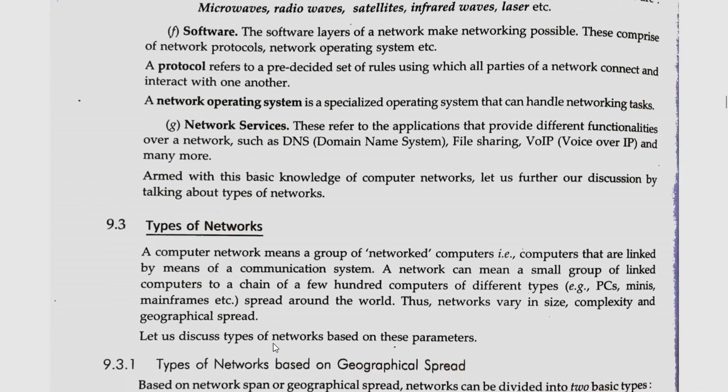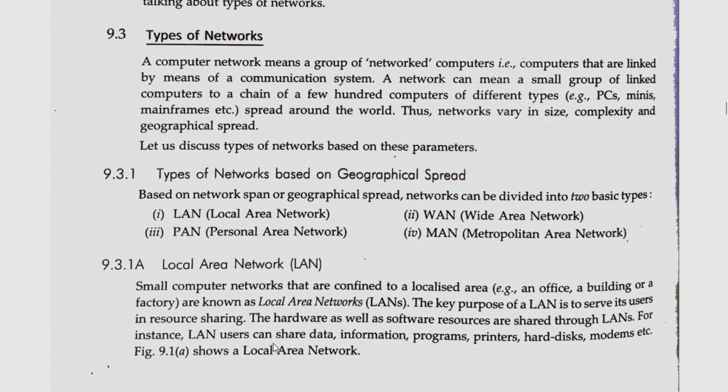The first thing is the types of network based on geographical spread. We have these four options: LAN, WAN, PAN, and MAN. You already know about these things, as you must have studied them in the previous classes. LAN refers to the local area network, WAN refers to the wide area network, PAN is the personal area network, and MAN is the metropolitan area network.